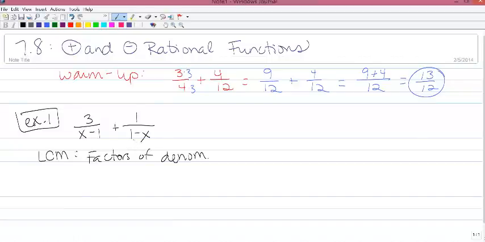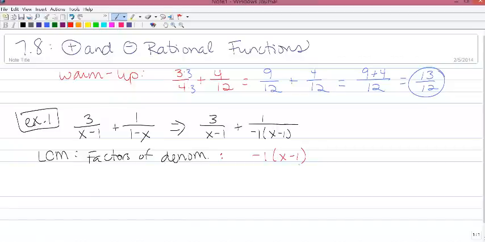So if there's something we could just do to this 1 minus x to make it look like x minus 1, life would be good. And you know that we can. We covered that yesterday in class. So we did 1 over, take out your negative 1, and you get x minus 1. Okay, so from here, we know that our least common multiple is going to be our two factors. So we have a negative 1 and an x minus 1.